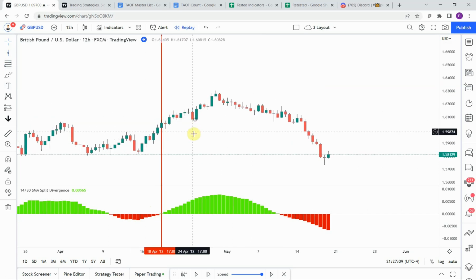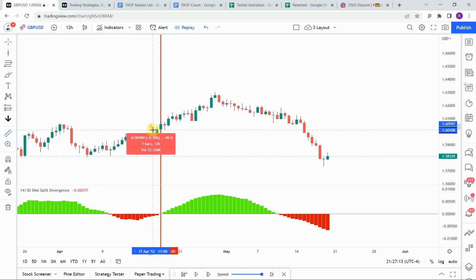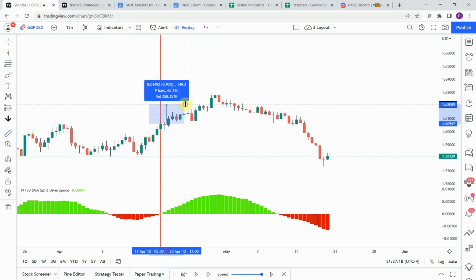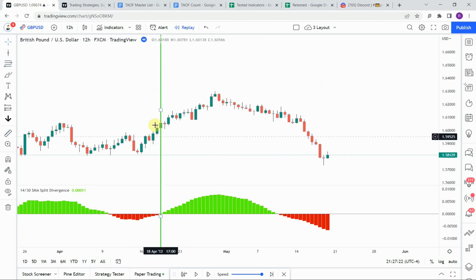And so we would have a signal right there. Looks like we got a little bit of a pullback right there, which gets close to our stop, but then it immediately recovers and starts to take off to the upside. So that would have been a winning signal.